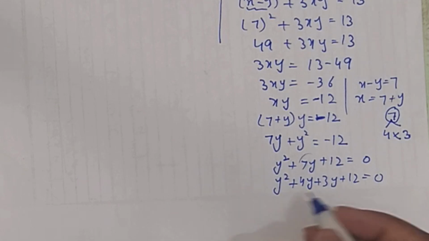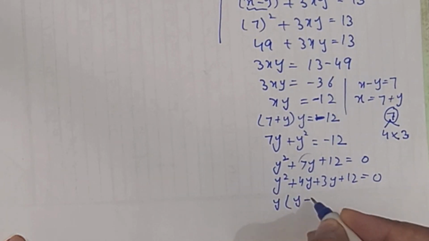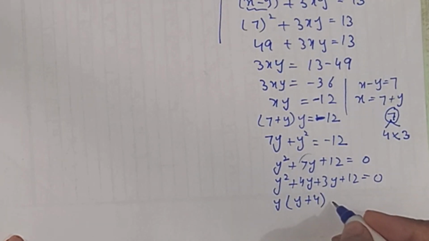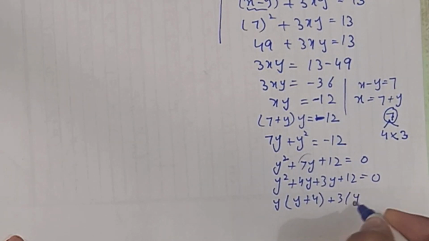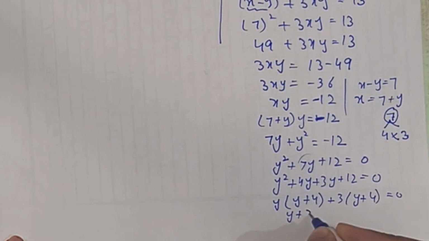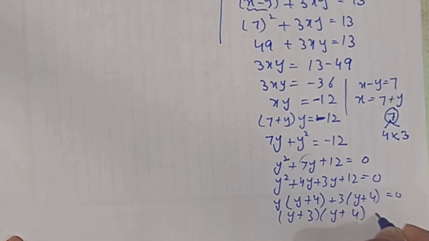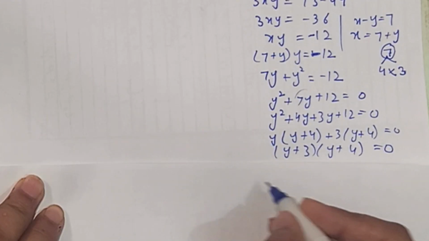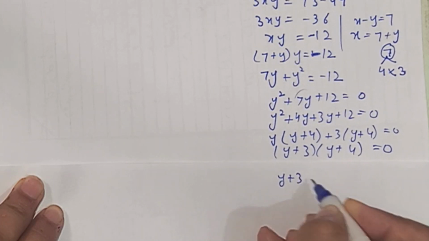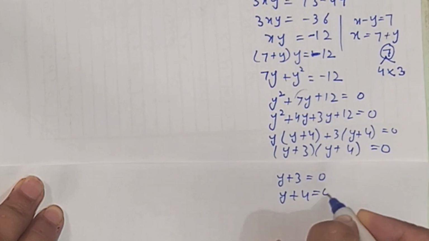Now y is involved in the first two terms, so we factor out. The remaining value is y plus 4, and 3 is involved in the last two terms, so we factor out. The remaining value is y plus 4, it's equal to 0. We write this as y plus 3 multiplied by y plus 4 is equal to 0. And this implies y plus 3 is equal to 0, and y plus 4 is equal to 0.